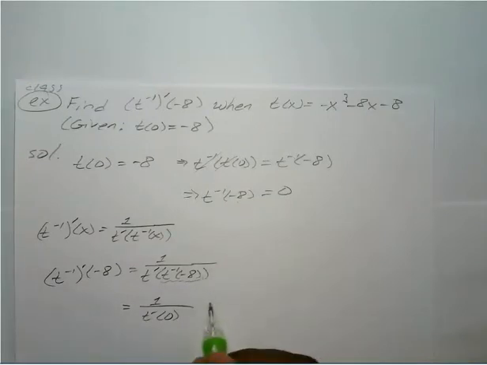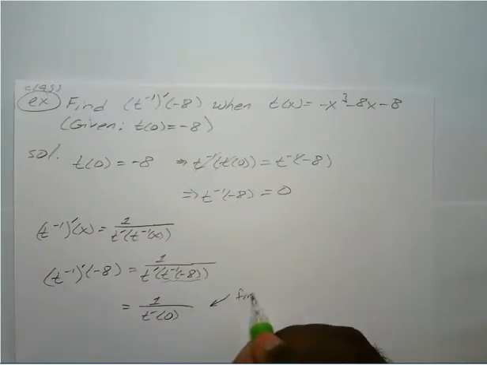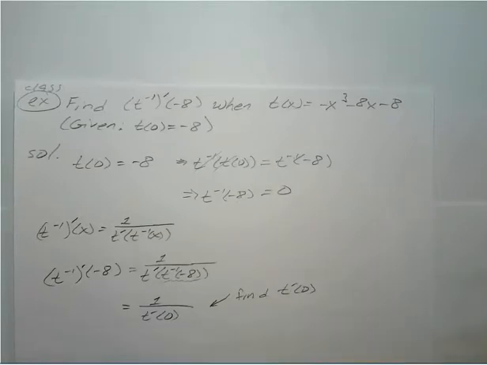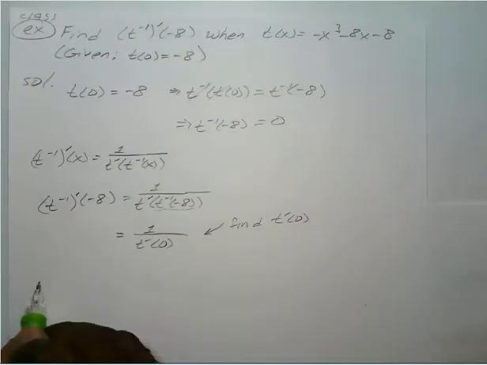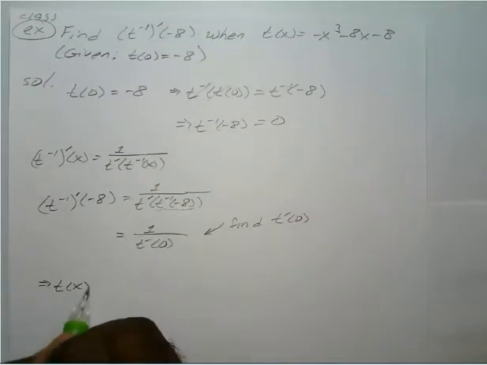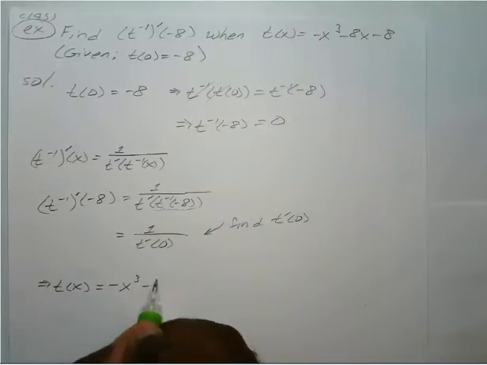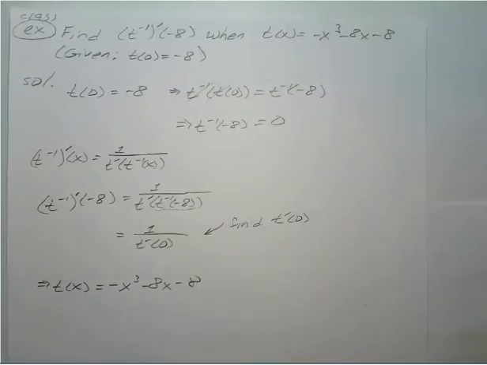Okay, so what do we have to do? Same thing as before. We have to find our t prime of 0. Okay, so we know that our t of x is equal to -x to the third minus 8x minus 8. So our t prime of x is equal to -3x squared minus 8. Derivative of -8x is -8. Derivative of that last one is just 0, so it disappears.